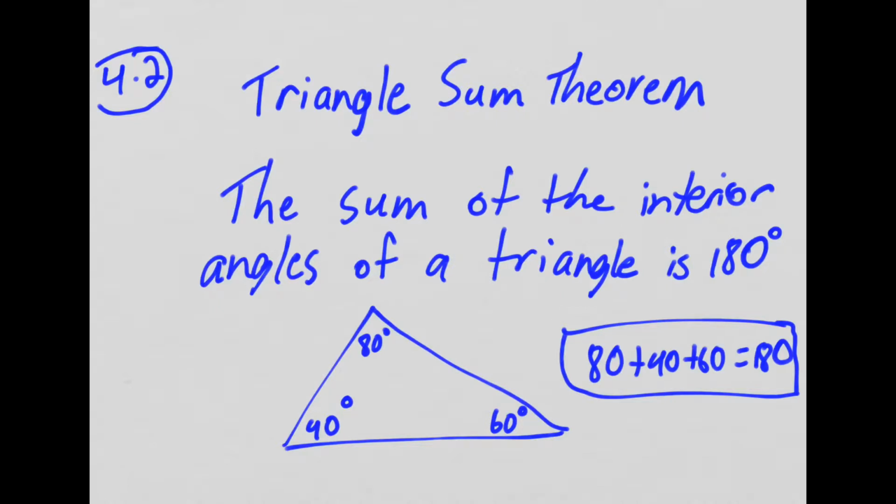In 4.2, we covered the triangle sum theorem, which says that the sum of the interior angles of a triangle is 180. So if I took these three angles and I add them up, every time I will get 180. So if one is missing, I can figure out what it is by taking 180 minus the other two.